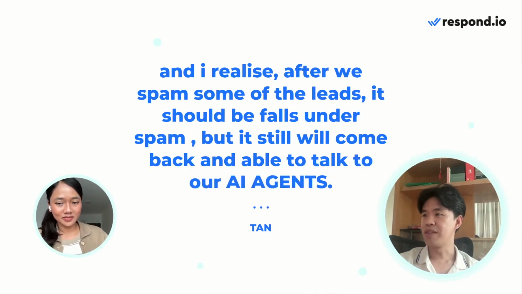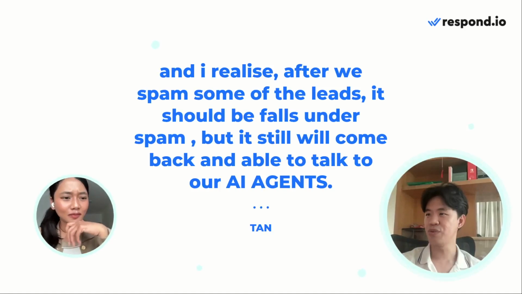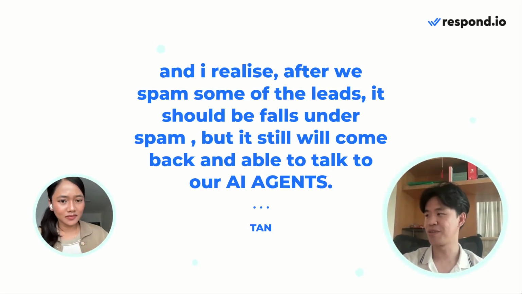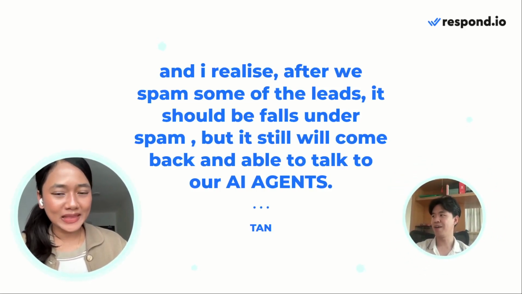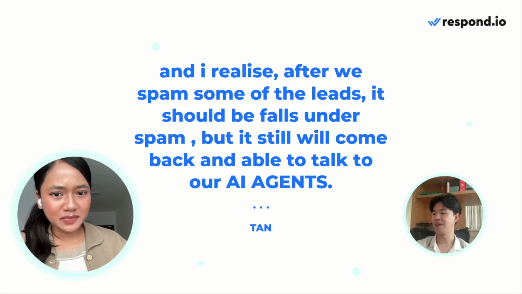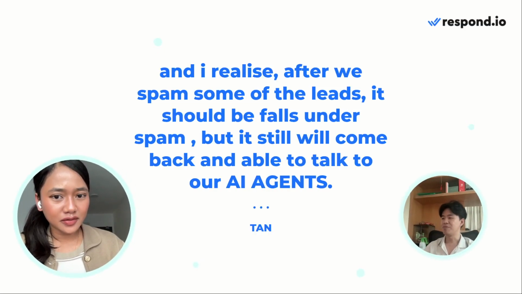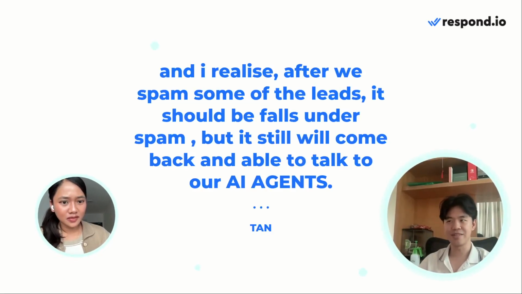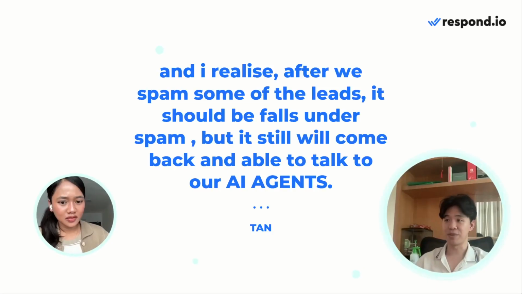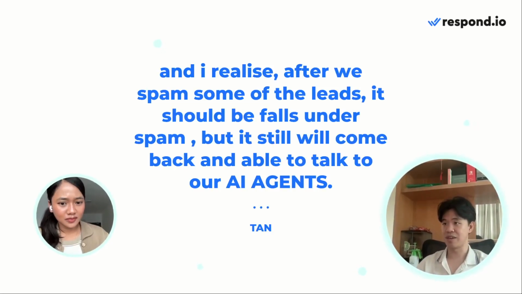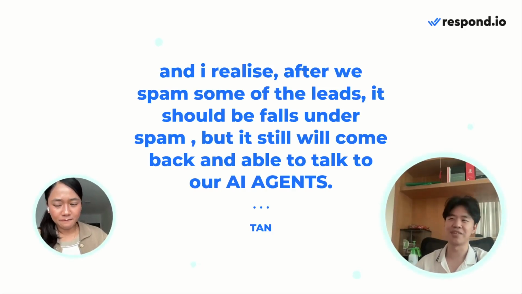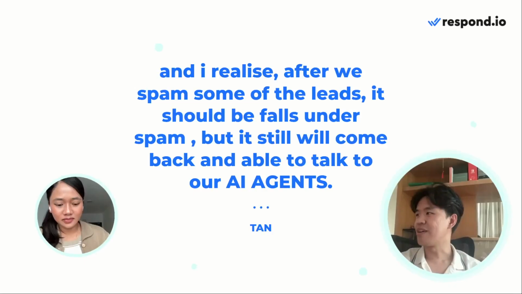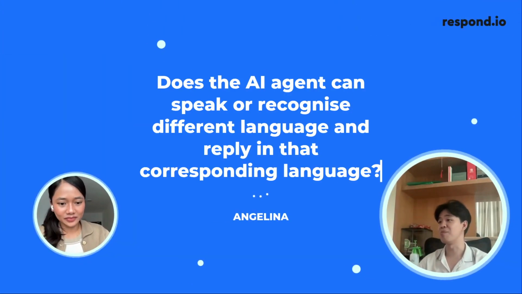Okay, next question from Tan again. And I realized after we spam some of the leads, it should fall under spam, but it still will come back and be able to talk to our AI agent. I don't quite catch "spam some of the leads." Tan, can you elaborate how you are spamming these leads? Because of course, spamming is a very big no-no when it comes to all these channels like Meta and everything. They will ban you. So do you mean just broadcasting information to them? And what do you mean fall under spam? Could you elaborate a bit specifically so that we can understand? Okay, we'll go to the next question first, but please elaborate so we can help.